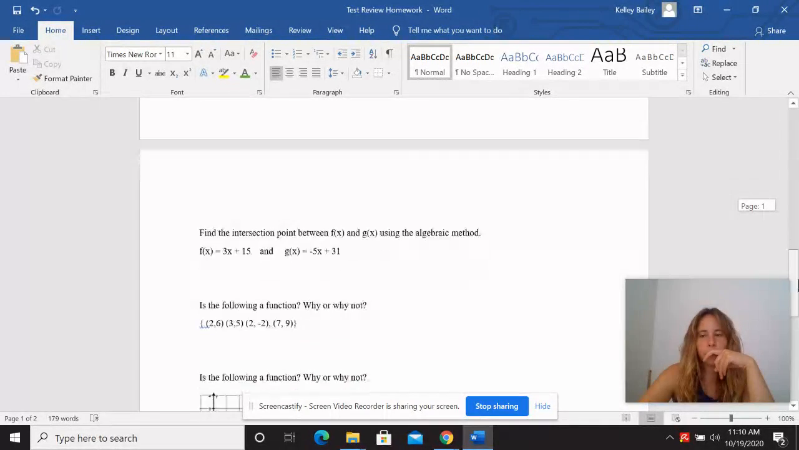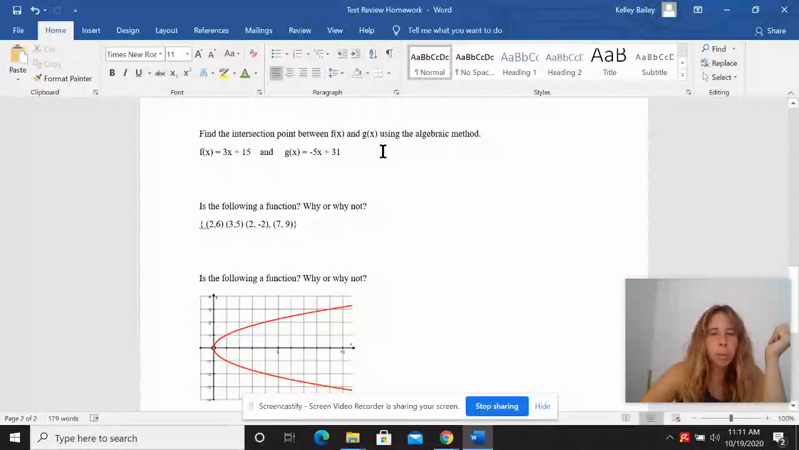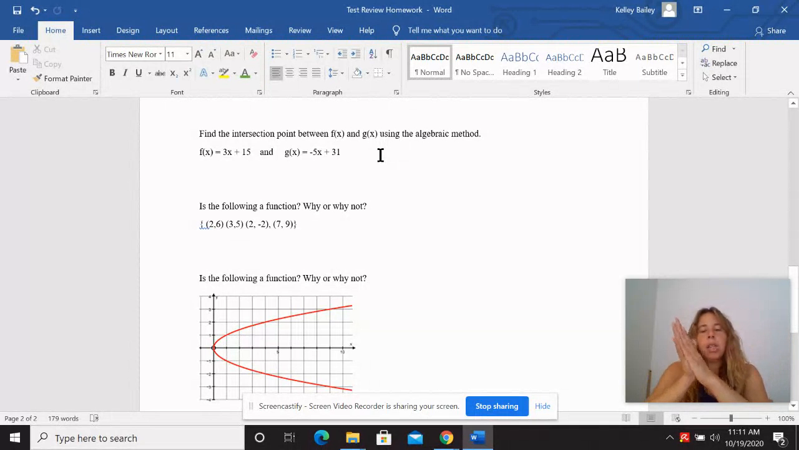Okay. See, that was less painful than this morning. Okay, find the intersection point between f of x and g of x using the algebraic method. It's going to be on the test, and it's going to ask you to show your work. Well, you're going to have to show your work.